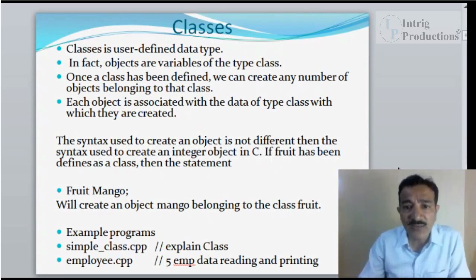The syntax to create an object is not different than the syntax used to create an integer object in C. If fruit has been defined as a class, then the statement is fruit mango.